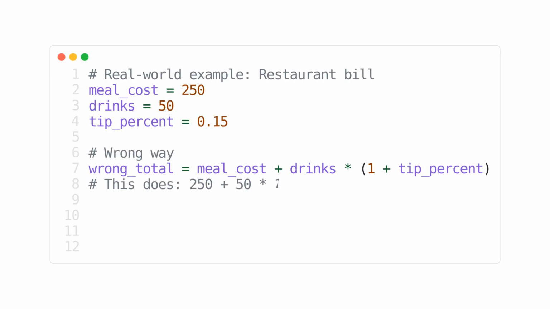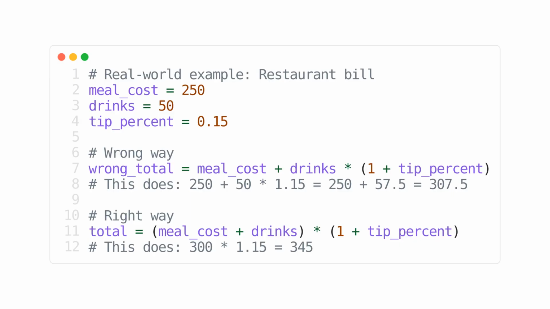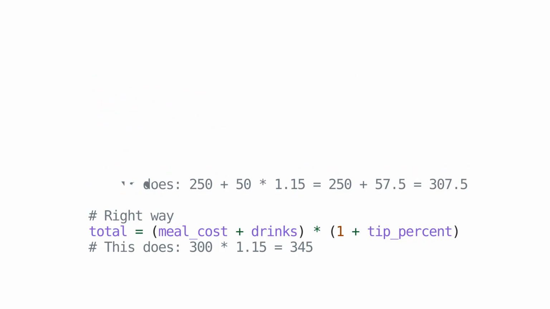Here's a real-world example that shows why order matters. We're calculating a restaurant bill with tip. The wrong way gives us 250 plus drinks times tip percentage. That calculates the tip only on drinks. But the right way uses parentheses to add meal and drinks first, then multiply by tip percentage. That calculates tip on the whole bill, how much more fair to the waiter.